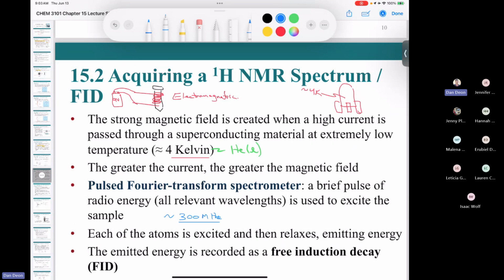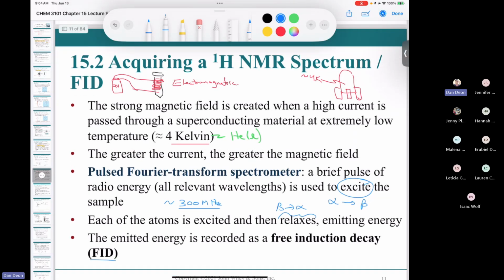And then you excite the sample. What does it mean to excite the sample? It means the alpha goes to beta. And when it relaxes, going from beta back down to alpha, it emits energy and we can record that energy. The energy goes into something called a receiver coil and we get what's called a free induction decay. We do what's called the Fourier transform, which is a complex mathematical equation, and after the Fourier transform, you end up with your spectrum.